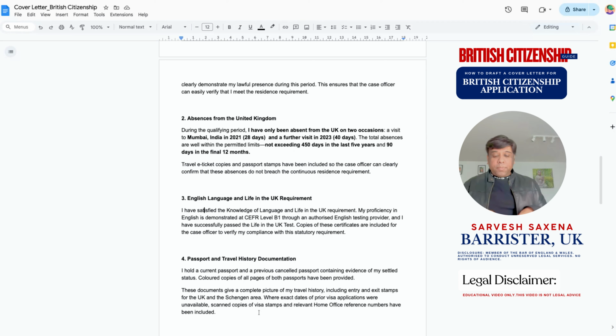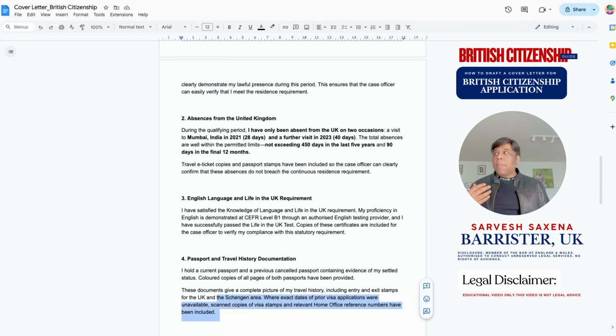Now, normally, you don't have to include this paragraph. But in my case, where I was writing for an applicant, they had traveled to Switzerland also and other Schengen area countries also. I had to provide that, and they had lost a passport. Now, this is where I was trying to tell you why the cover letter is extremely important.